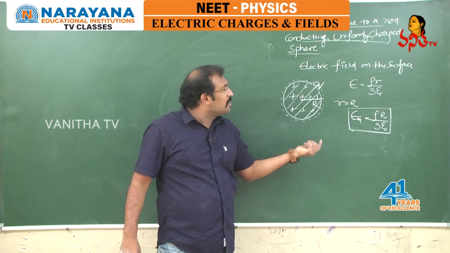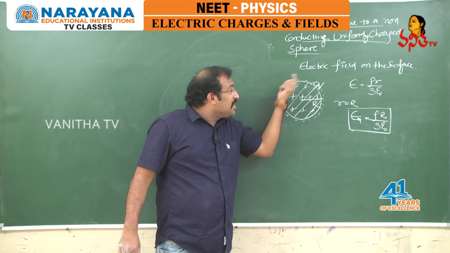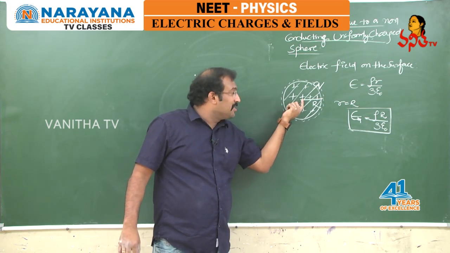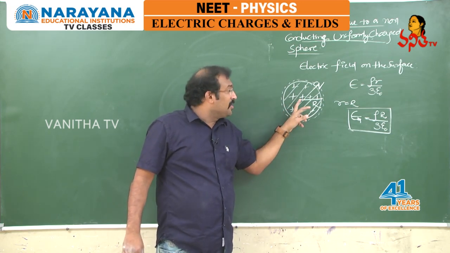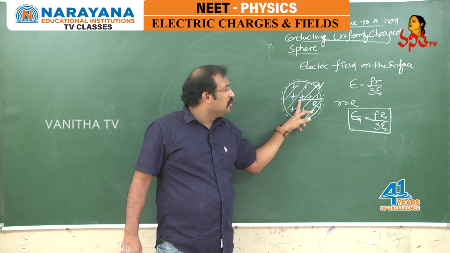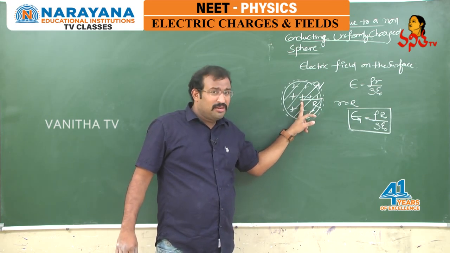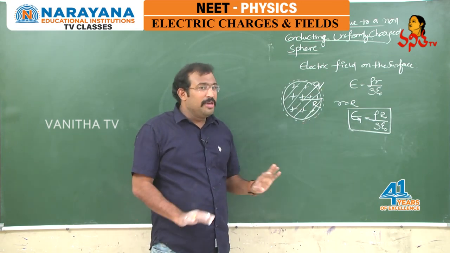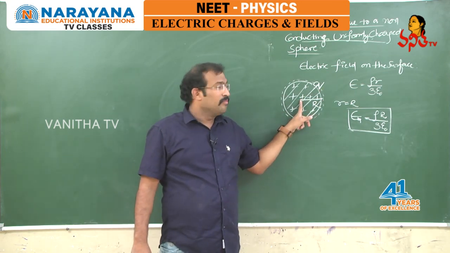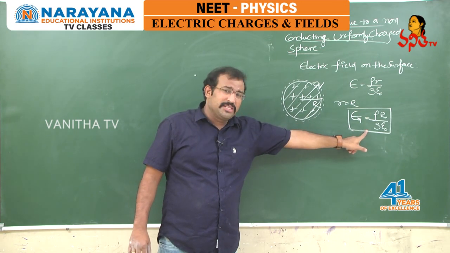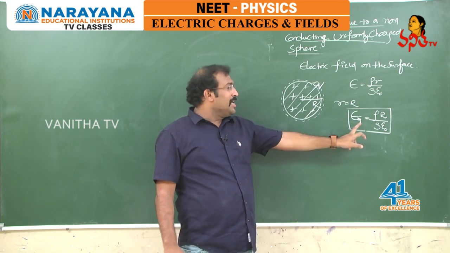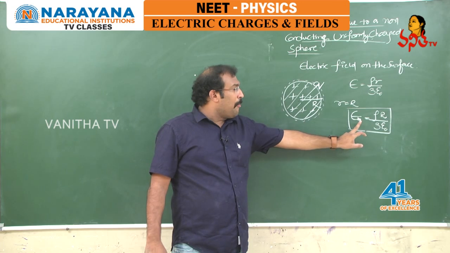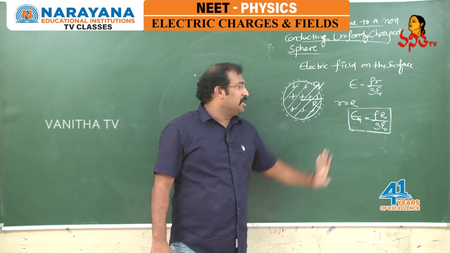We can also write it in such a way that this entire charge is assumed to be at the center, and the electric field due to this charge at the center at a distance equal to the radius of the sphere will be the same. Like this you will get it. So E s, the electric field upon the surface, is equal to rho R by 3 epsilon naught.